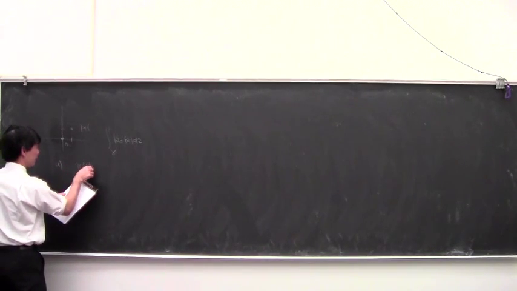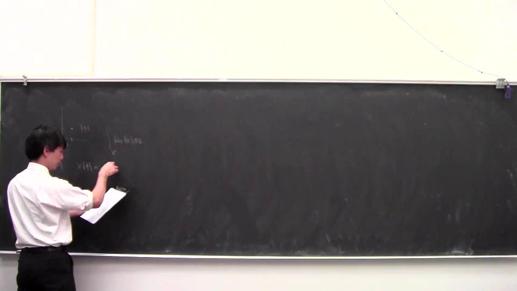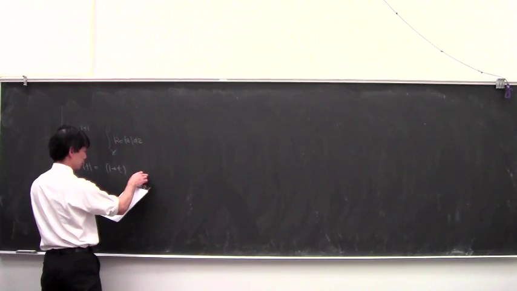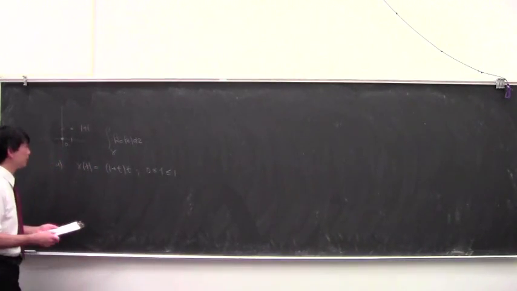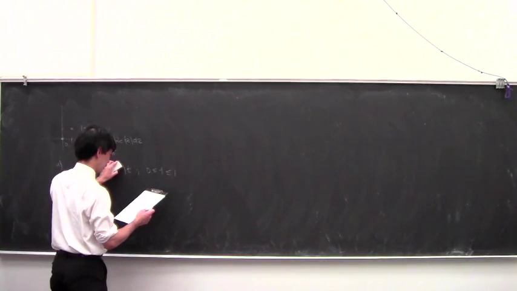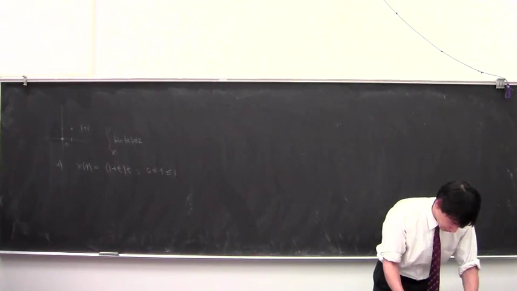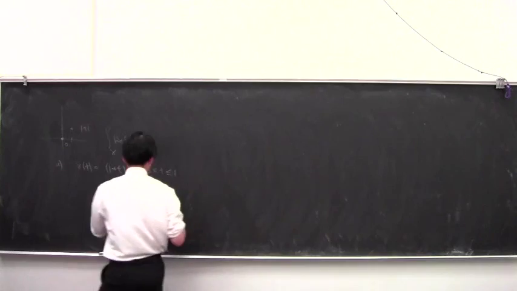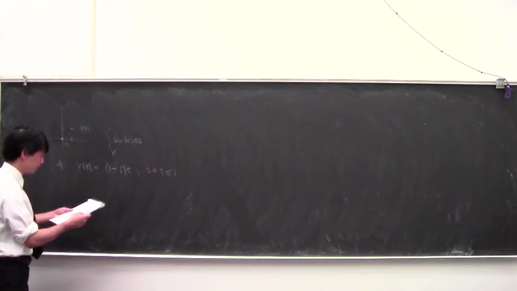So the first one, we're going to go along just 1 plus it, as t goes from 0 to 1. Hold on, let me get my notes. Sorry, I must have miscopied it. Oh yeah, 1 plus it, t goes from 0 to 1.